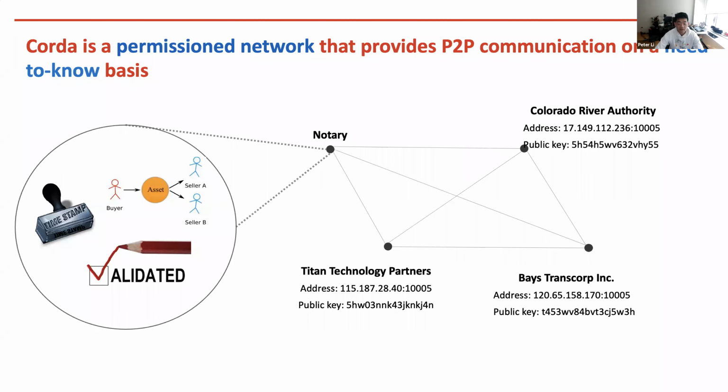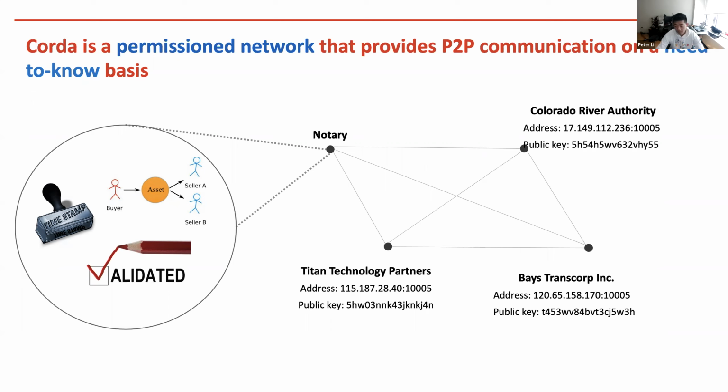So before we jump into our latest feature set, I want to give a quick recap for everybody on what is Corda. Corda is a blockchain platform. It's a permissioned network that provides peer-to-peer communication on a need-to-know basis. There are two things highlighted in the title. First, Corda is a permissioned network. It means it's a private blockchain.